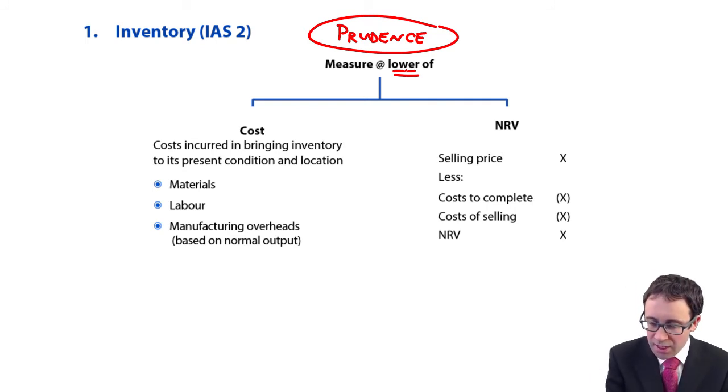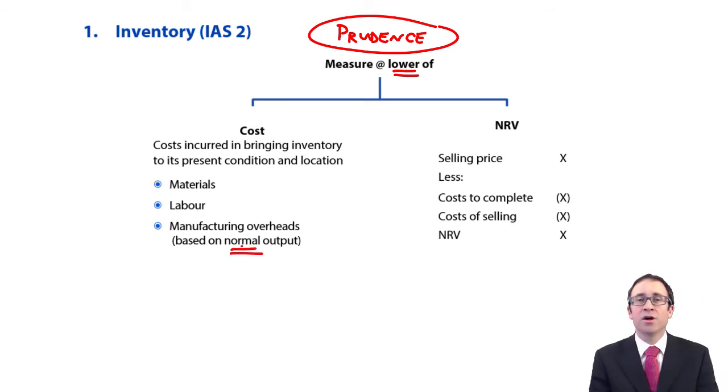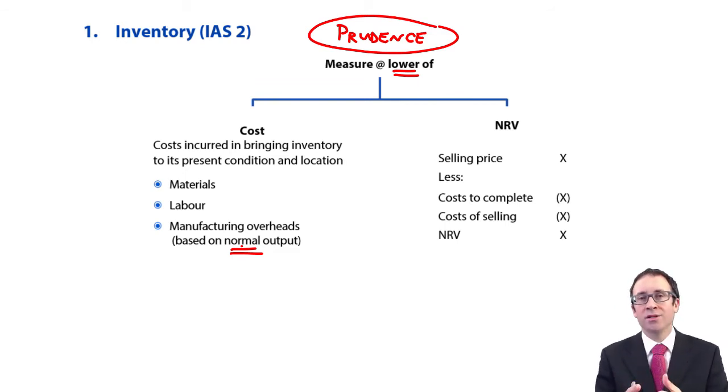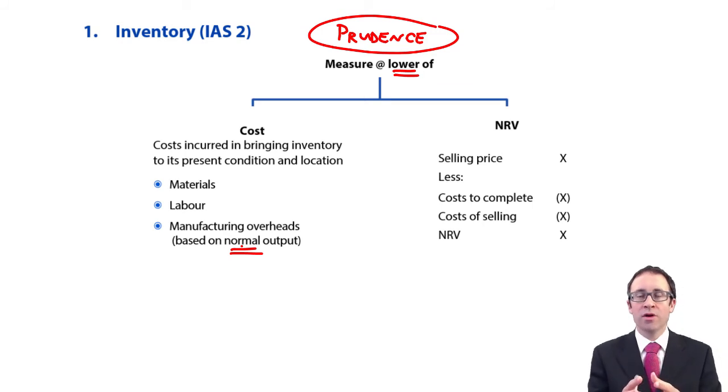Small point to note, and we'll see it within an example a little bit later, but when you're looking at your manufacturing overheads, we're looking at it based upon your normal level of output. So when you're working out a cost per unit and you've got those overheads in total, you don't base the overheads on the actual number of units produced, but what you expect to produce. Okay, going back to, if you like, your standard costing methods.